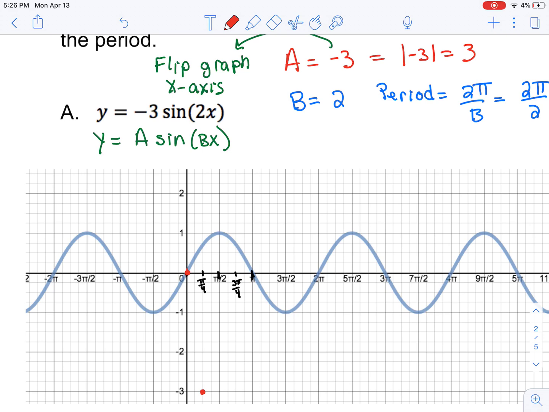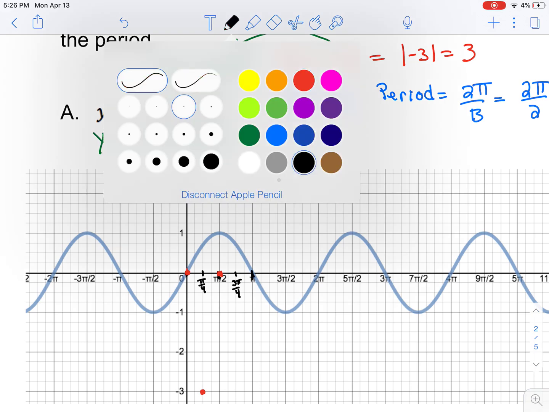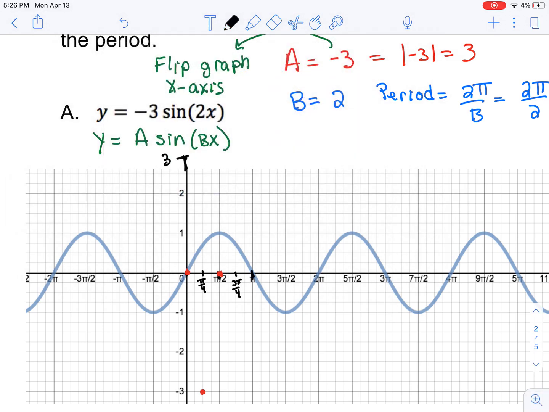I'm going to go back up to the middle at pi over 2. My graph isn't quite big enough here, so I need to extend this to be 3. I'm going to come up to 3 and back down to the middle. So I've flipped my graph, I've stretched it vertically to an amplitude of 3, and I've shrunk the period so that instead of going to 2 pi, the one cycle will happen in a distance of pi. So what does my curve look like? I come down, back to the middle, back up, and back down.